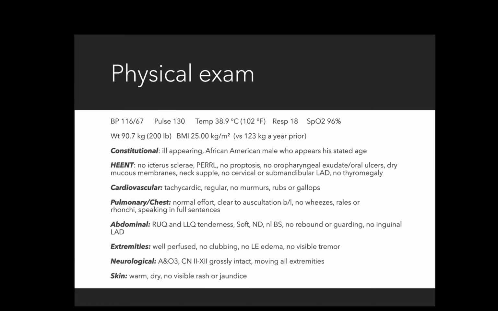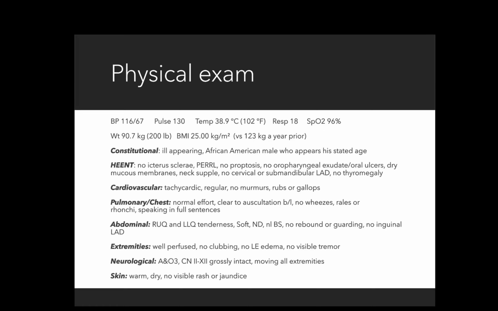Okay, so vital signs. Blood pressure was 116/67, heart rate of 130, temperature 38.9, respiratory rate was normal, saturating fine. You look at the weight, BMI was 25, but it's very remarkable. Like we went a little bit, the last time he was here, but was in 2020, seeing endocrinology, and you see that the weight of this patient back then was 123 kilograms.